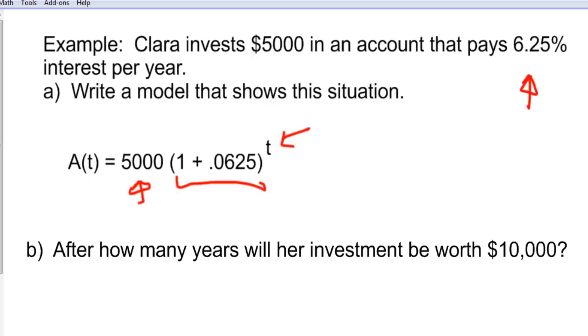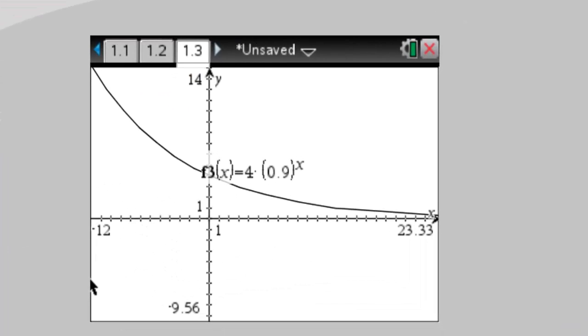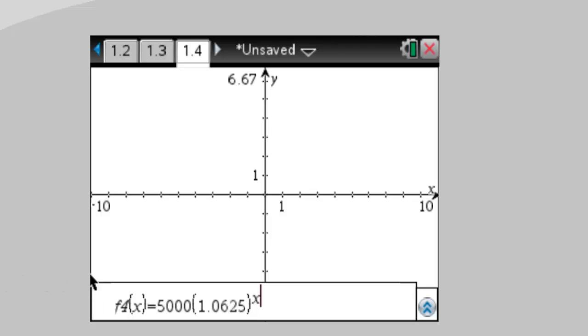To figure this out, let's use the calculator. So we're going to do 5,000 times (1 + 0.0625)^t. Let's type this in. Remember, when we type in this equation, we want to raise it to the x, not to t. We never use t on a graphs page.